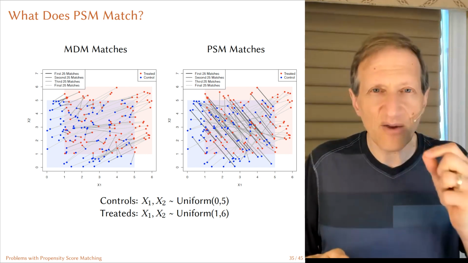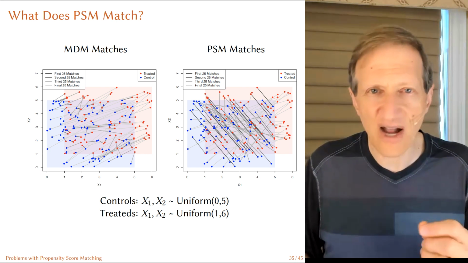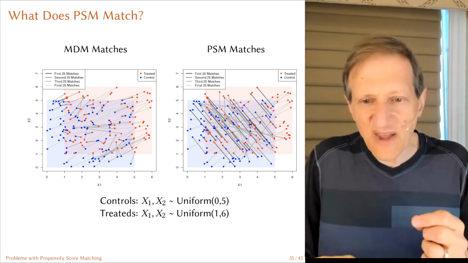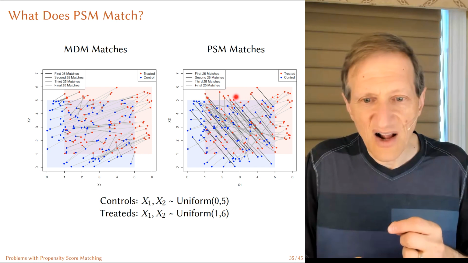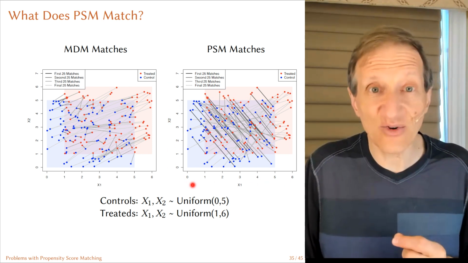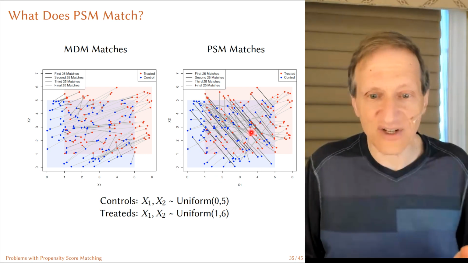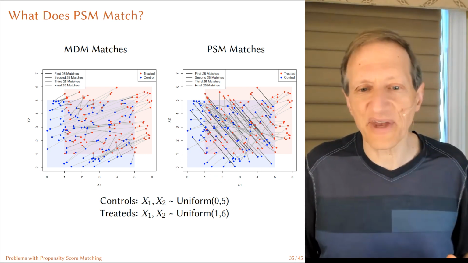What gives is that we're substantive. We're interested in the substance here, not in some mathematical construct. And if these two points are far apart on x1 and far apart on x2, they shouldn't be matched. Like, I don't really care whether they have a similar propensity score. So this is the weird thing.